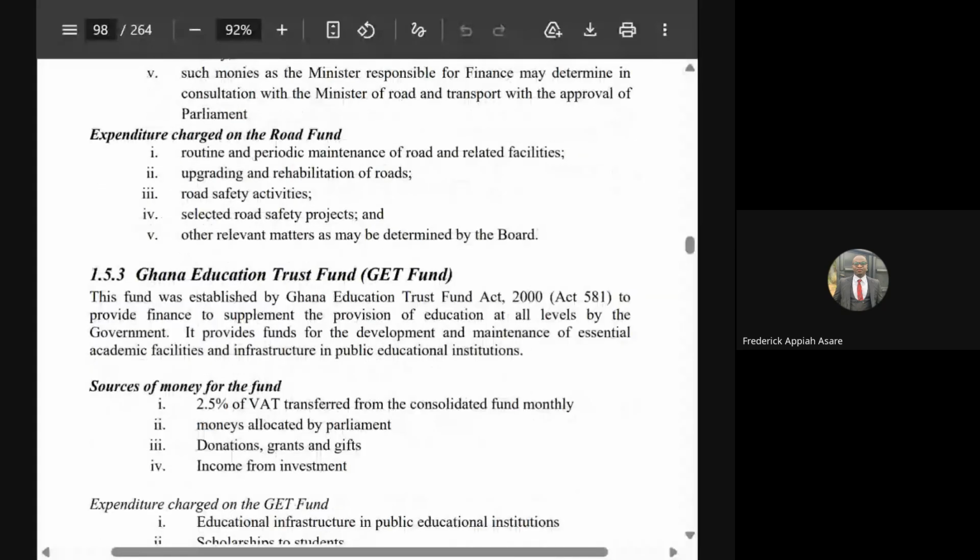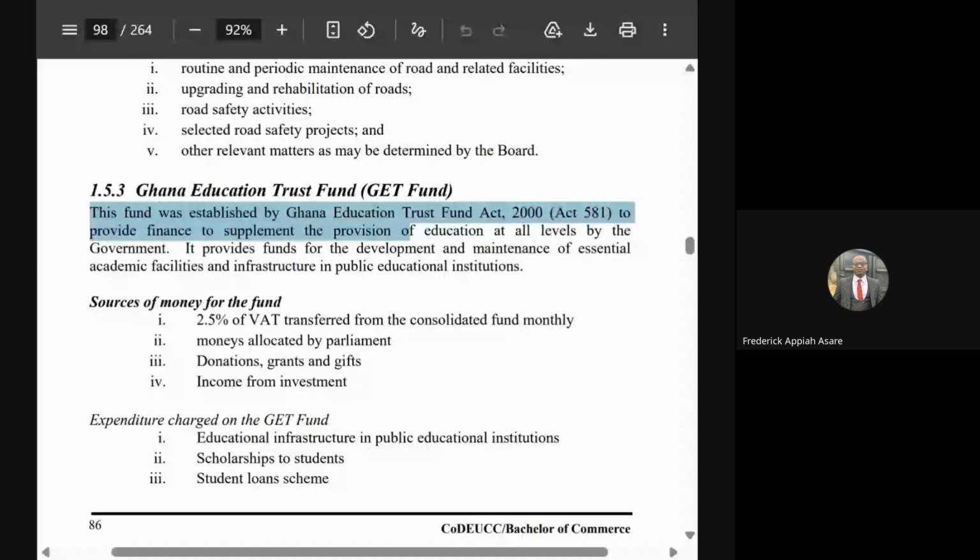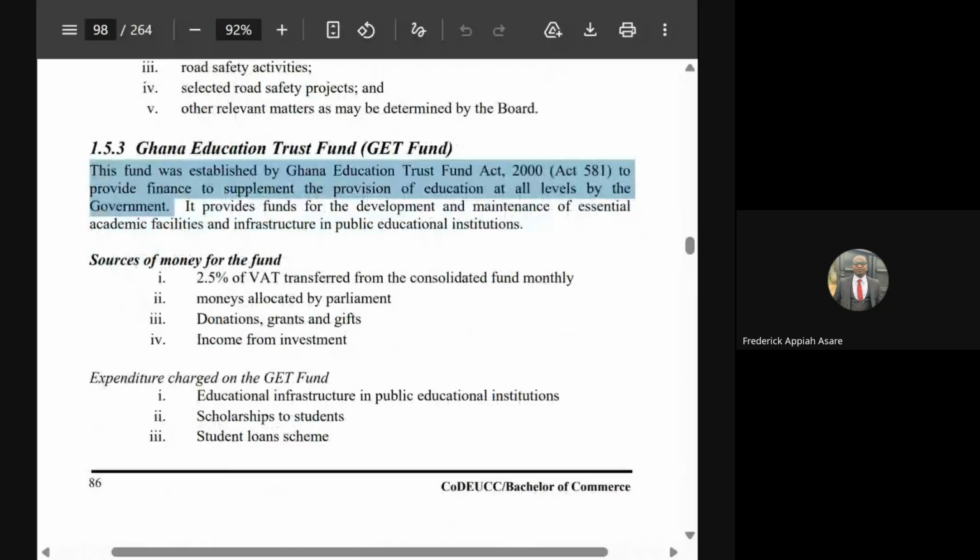Now let's look at the GET Fund Trust. So this fund was established by the GET Fund, the Ghana Education Trust Fund, Act 2000, Act 581, to provide finance to supplement the provision of education at all levels by the government. So that is the main role of this fund, just for education.